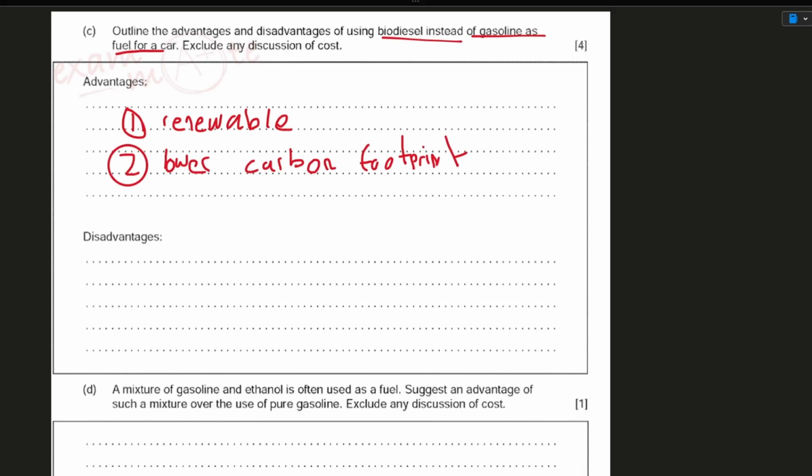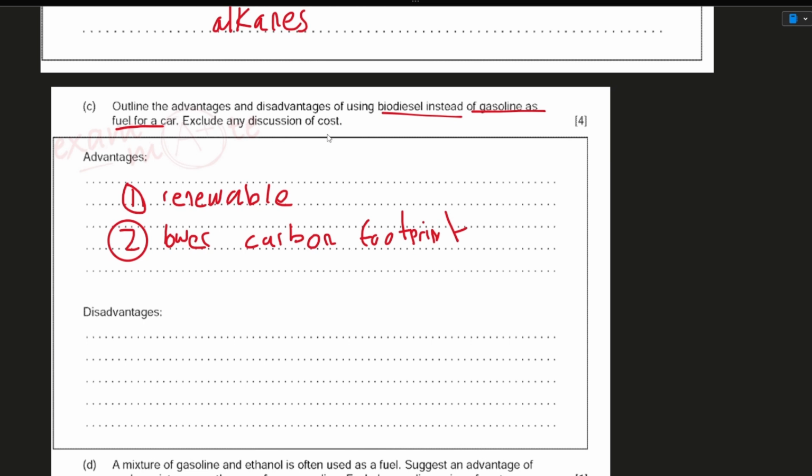And right, so now for the disadvantages of biodiesel instead of ethanol, is that biodiesel takes a lot more time to produce the plants that are used for fuel. So we can just say time consuming.